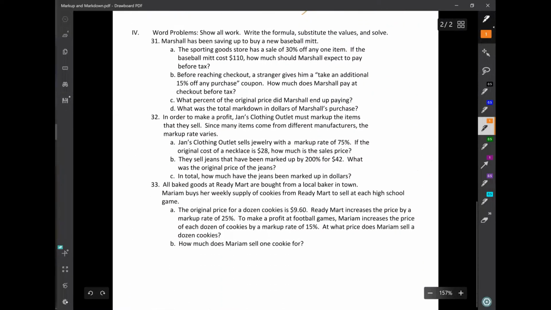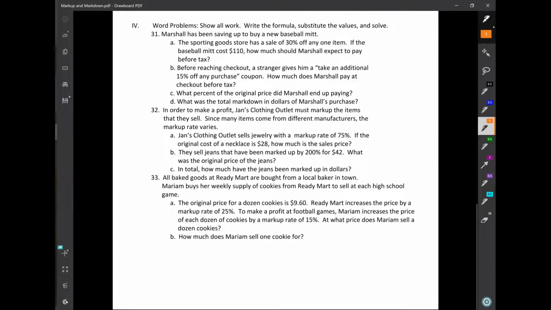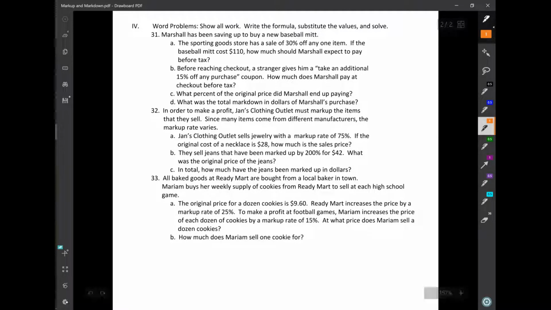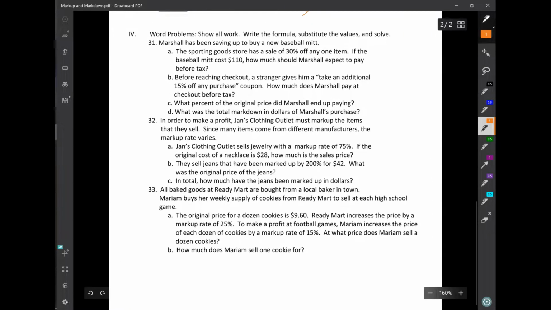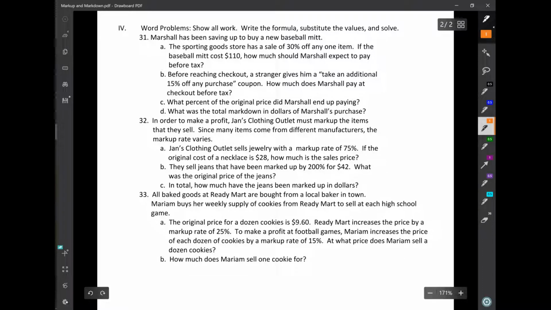All right, part 4 are some word problems. It says show all work, substitute the values, and solve. Marshall's been saving up to buy a new baseball mitt. The sporting goods store has a sale of 30% off any one item. If the baseball mitt costs $110, how much should Marshall expect to pay before tax?